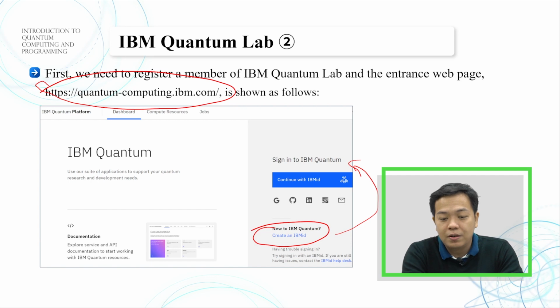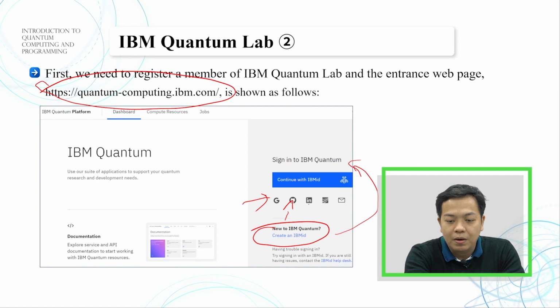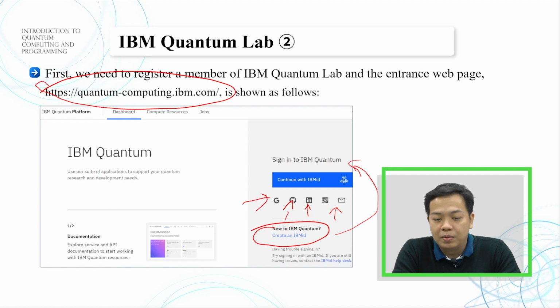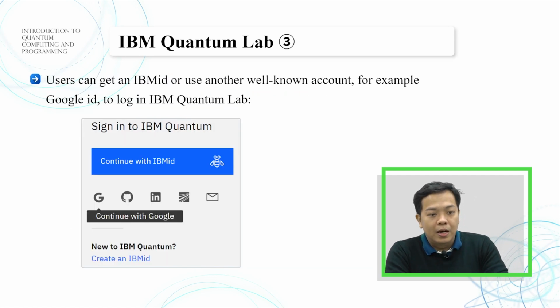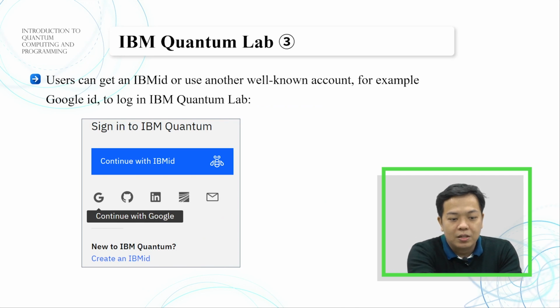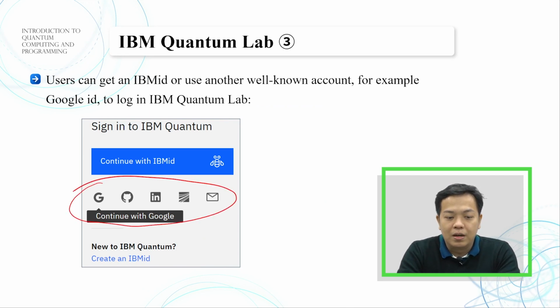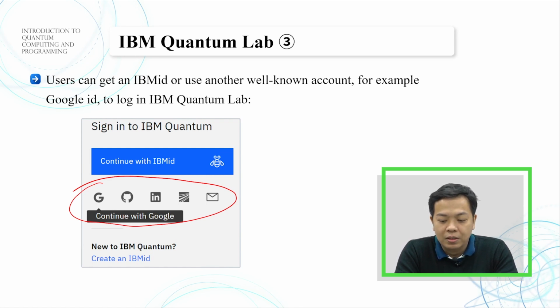The other way is to log in with your Google, GitHub, or LinkedIn, and other methods such as single sign-on. If you have another account, you can use it to log into IBM. You can continue with Google, GitHub, or another account. I think this is very convenient for you.